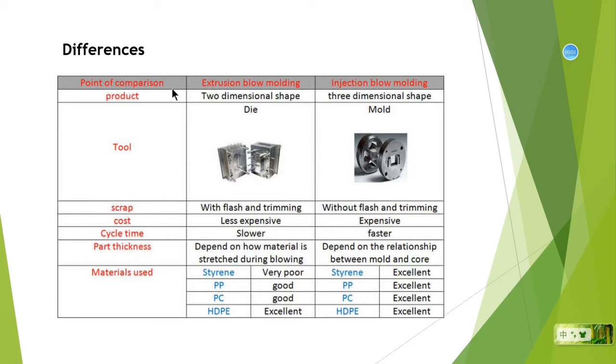Then we can see the picture. We can find the difference of these 3 processes. This difference is from product, tooling, scrap cost, cycle time, part thickness, and materials used.